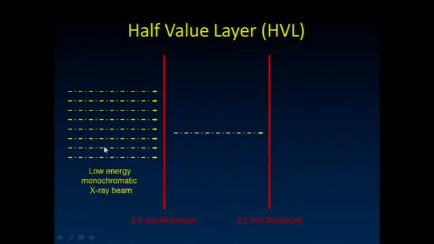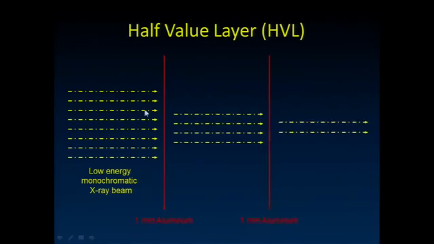Here's a low energy monochromatic X-ray beam. We put 2.5 millimeters of aluminum in it, and look, only one makes it through. So this is too thick to be the half value layer for this lower energy X-ray beam. We have to go to a thinner piece of aluminum to find the half value layer. So right away, it should say to you that this thickness they're reporting as a half value layer tells me something about the average energy of that X-ray beam.